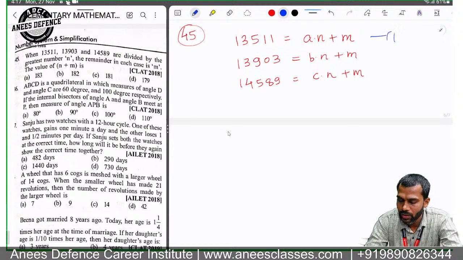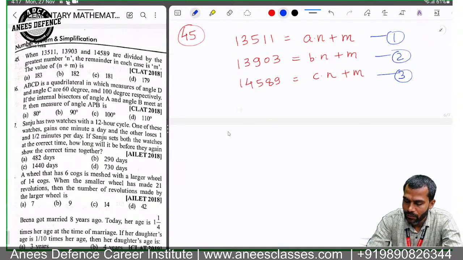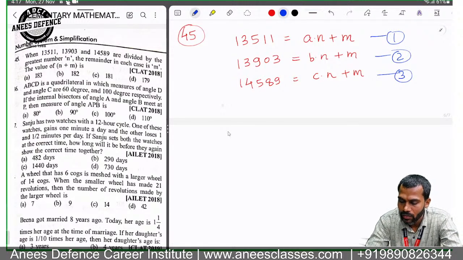Now, just see, suppose this is equation 1, equation 2, equation 3. Now, if you subtract 1 from 2, so what you'll get? Tell me.